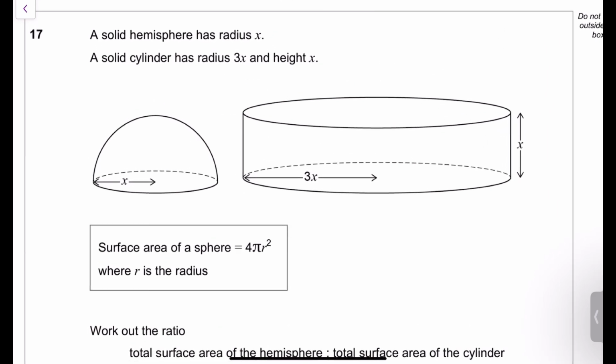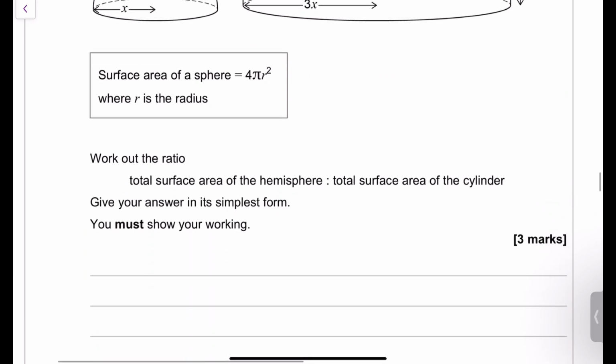Okay, little geometry question here. Tricky enough one. This is non-calculator. A solid hemisphere has a radius of x. A solid cylinder has a radius of 3x and height of x. Work out the ratio of the total surface area of the hemisphere to the total surface area of the cylinder.